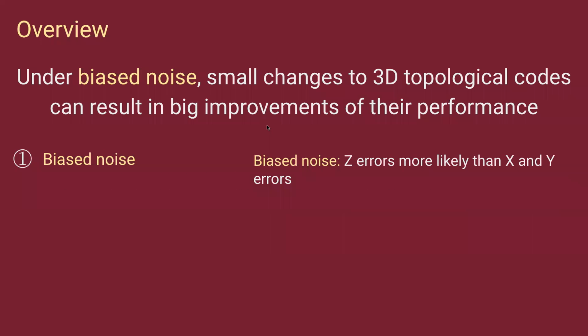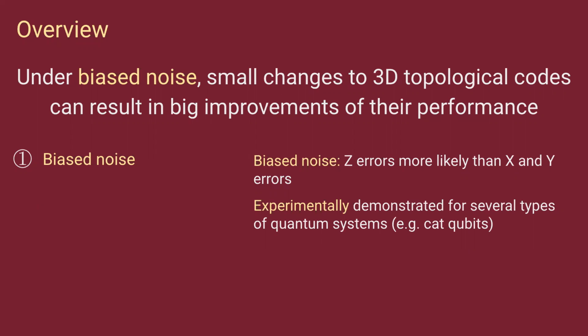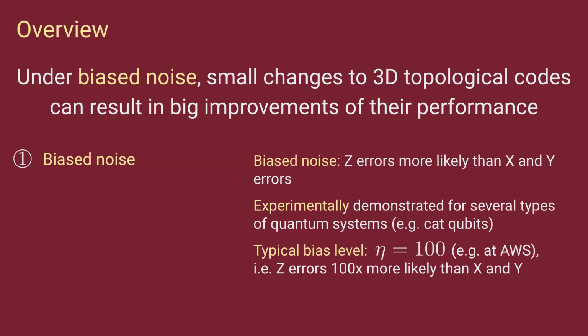So first, biased noise. What do I mean by biased noise? I'm talking about Pauli noise, and the case where Z errors, for instance, are more likely than X and Y errors. This has been experimentally demonstrated in some systems, for instance for cat qubits, both dissipative cat qubits and cat qubits. A typical bias level that you can find in some experiments is eta equal 100, which means that Z errors are 100 times more likely than X and Y errors.